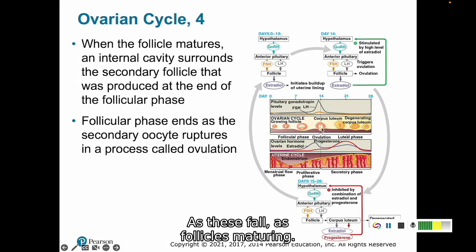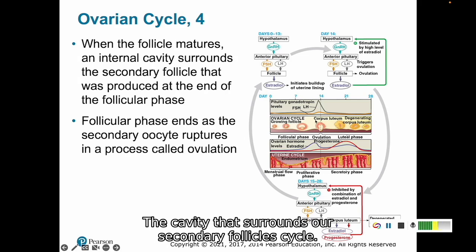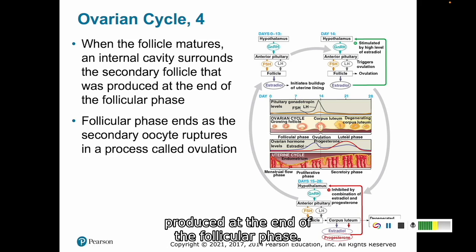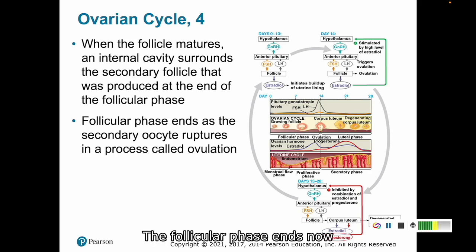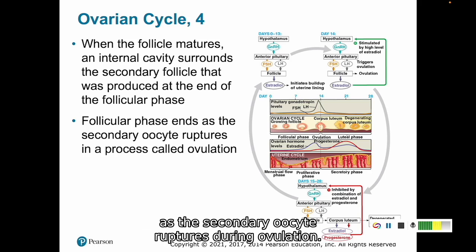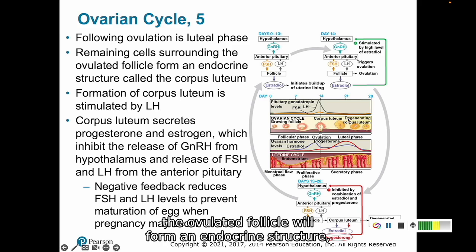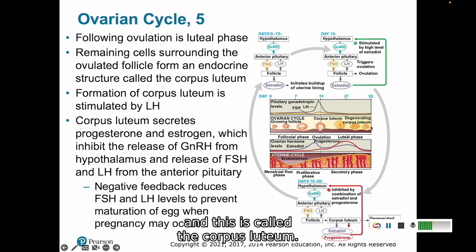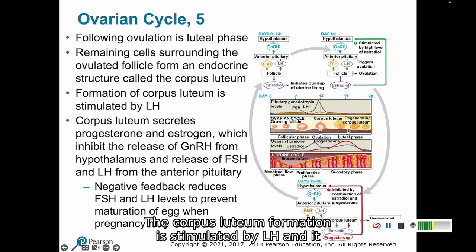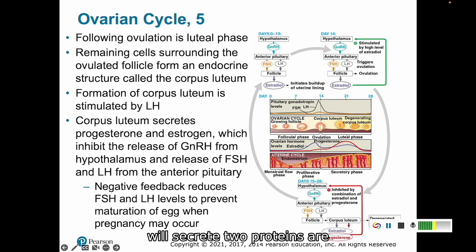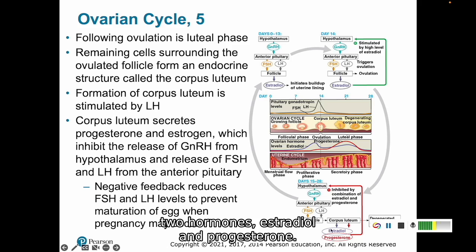As the follicle is maturing, the cavity surrounds that secondary follicle, the follicle that was produced at the end of the follicular phase. The follicular phase ends as the secondary oocyte ruptures during ovulation. Then after ovulation is the luteal phase. All of the leftover cells from around the ovulated follicle will form an endocrine structure called the corpus luteum. The corpus luteum formation is stimulated by LH, and it will secrete two hormones, estradiol and progesterone.